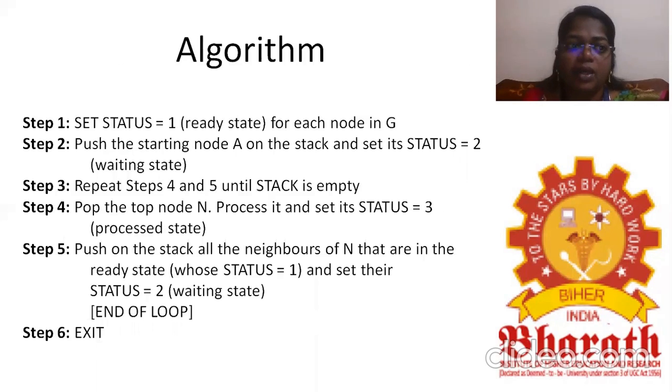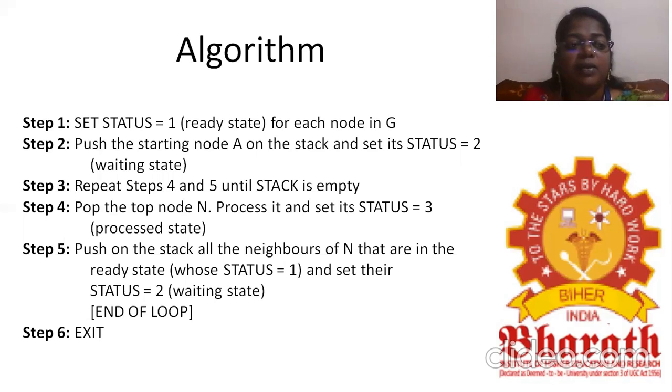This is the algorithm. In the first step, we have to set the status of the given graph as 1. That means the graph is in ready state. In step 2, we have to push the starting node of the given graph on the stack, and set its status equal to 2, that is waiting state. In step 3, we have to repeat steps 4 and 5 until the stack is empty.